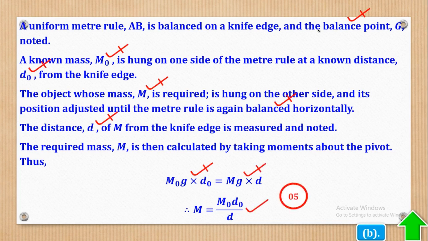So 1 mark for this balance point, 1 mark for the non-mass, 1 mark for the distance, 1 mark for the required mass. Or half marks: half a mark for balancing it again, half a mark for distance D, half a mark for this moment, half a mark for this moment, full mark for the required expression.